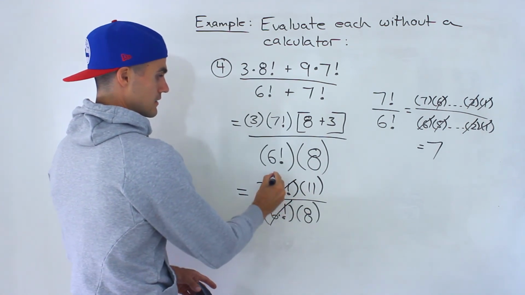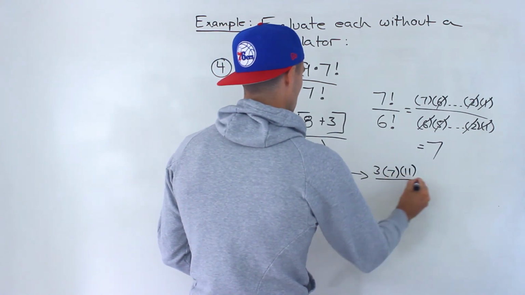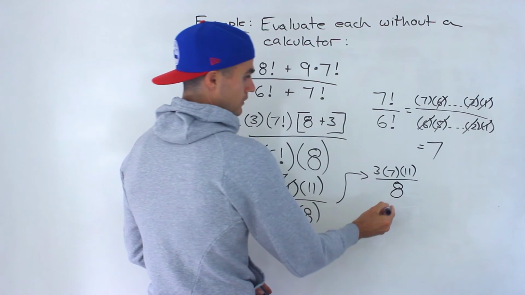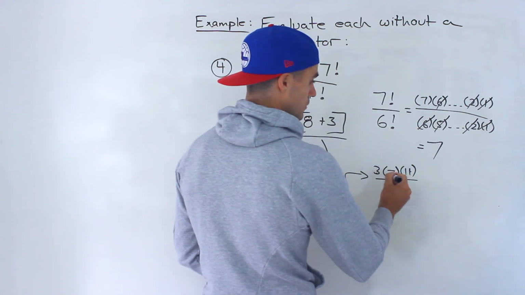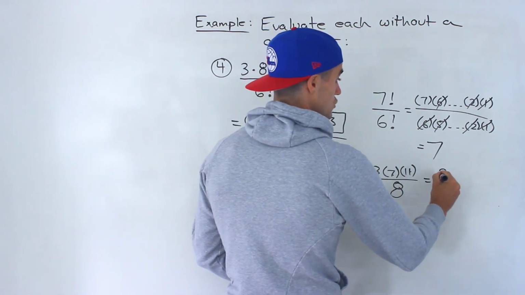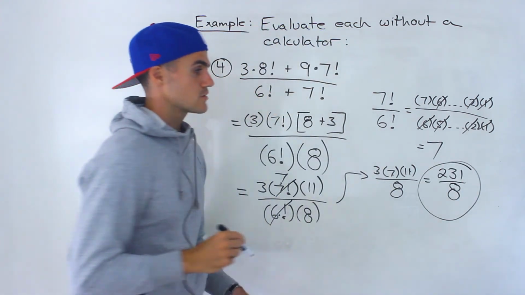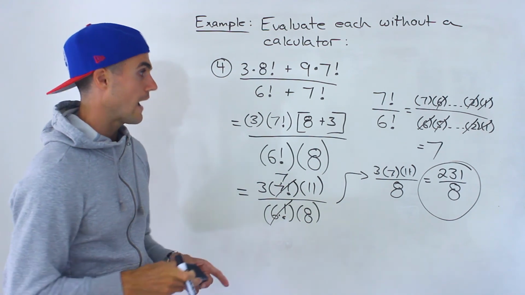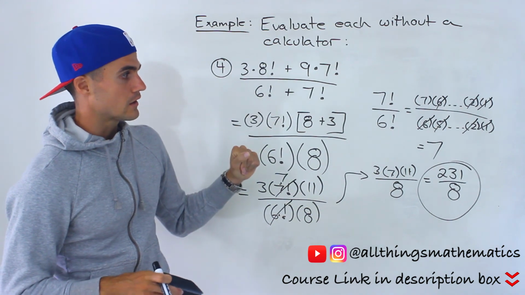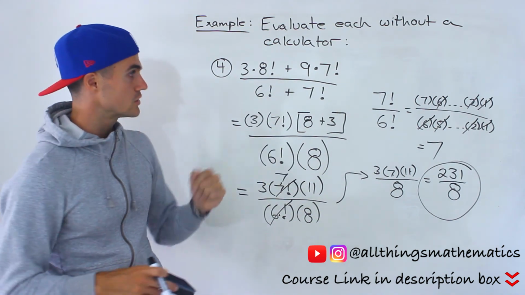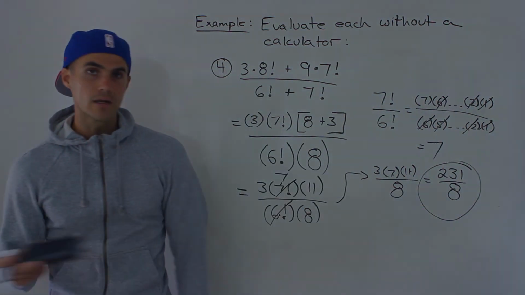So there's a 7 left over, so we'd end up with 3 times 7 times 11 all over 8. Unfortunately, 3, 7, or 11 don't simplify with the 8. So 3 times 7, which is 21, times 11, which would give us 231 over 8. And this fraction here doesn't simplify any further. So that's what the answer would be. And then if you have a calculator, you can check your answer. But make sure you know how to do this without a calculator in case on a test your prof or teacher doesn't want you using a calculator and something like this comes up. So 231 over 8 is the final answer.